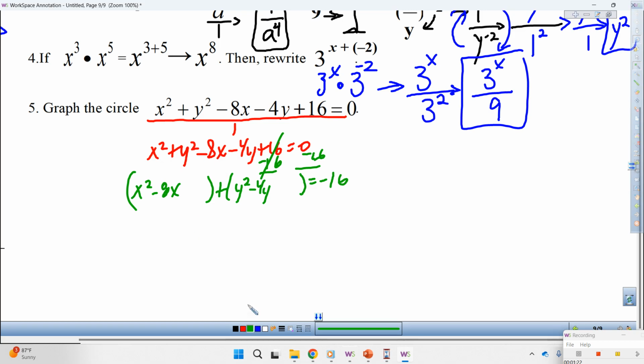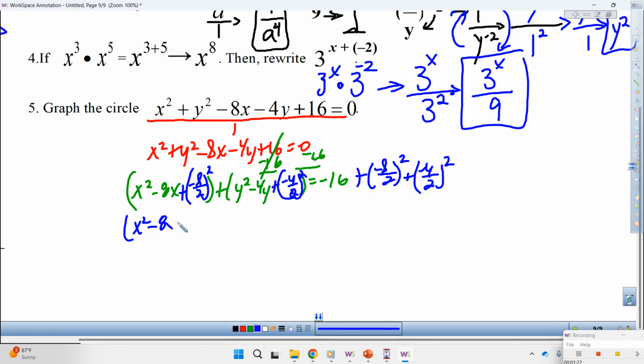Basically, we're grouping stuff together. Plus negative 8 over 2 squared to both sides. And plus negative 4 divided by 2 squared to both sides. We end up with x squared minus 8x plus 16 plus y squared minus 4y plus 4 equals negative 16 plus 16 plus 4, which ends up being 4.